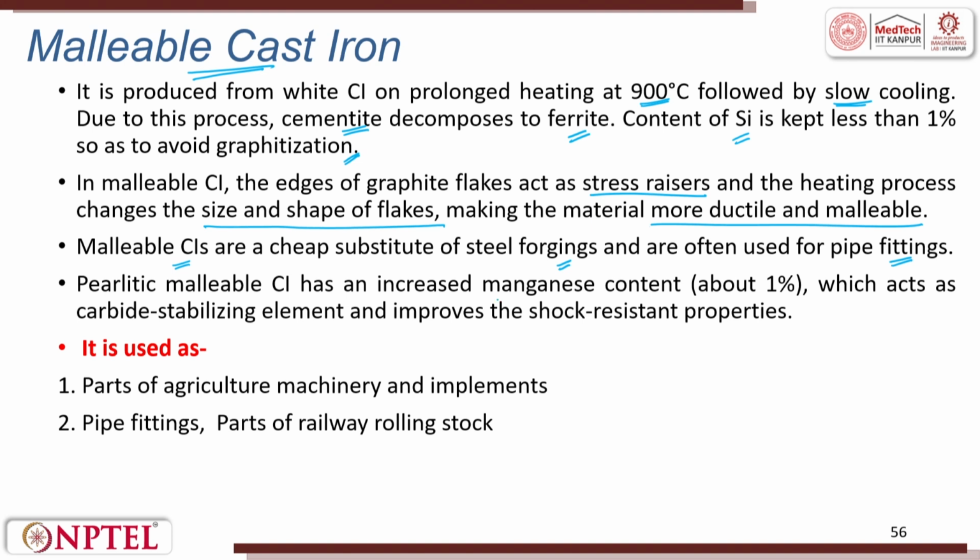The pearlitic malleable cast iron has an increasing manganese content up to 1%, which will act as carbon stabilizer and improve the shock resistance property. So, because of this, it has been used in agricultural machinery as well as pipe fittings. So, grey cast iron is used for base, white cast iron is very hard, malleable cast iron is used for making machinery and implements, so that it can take toughness as well as it is better than cast iron.